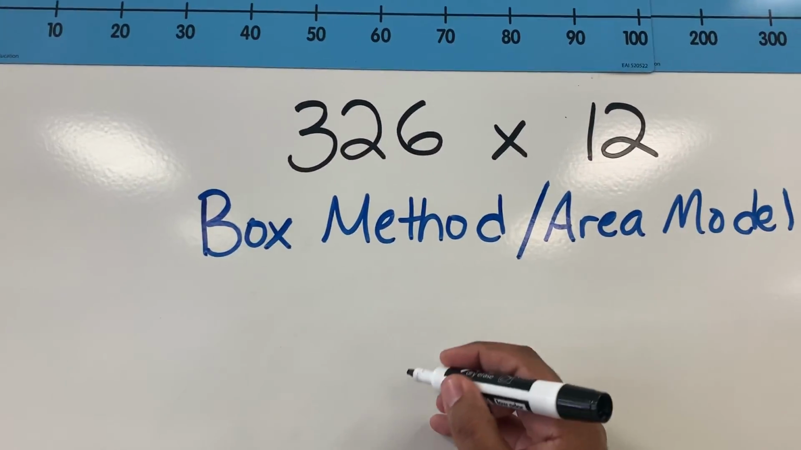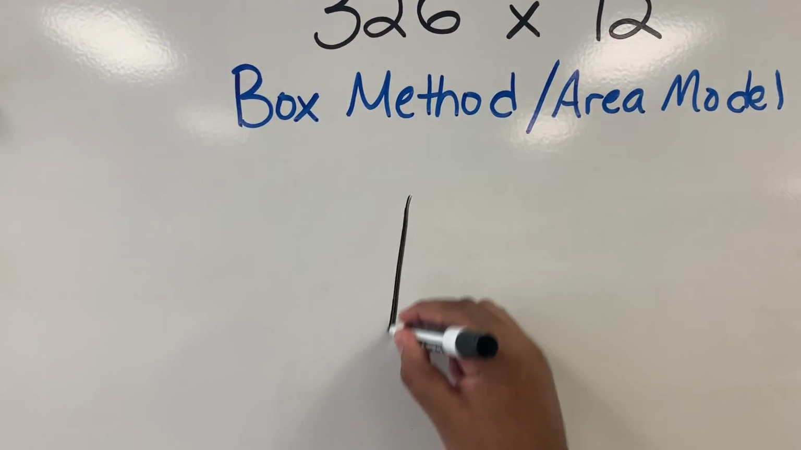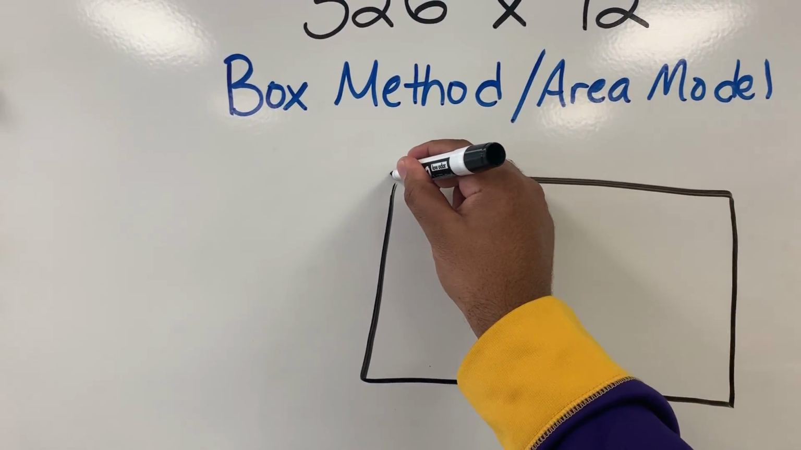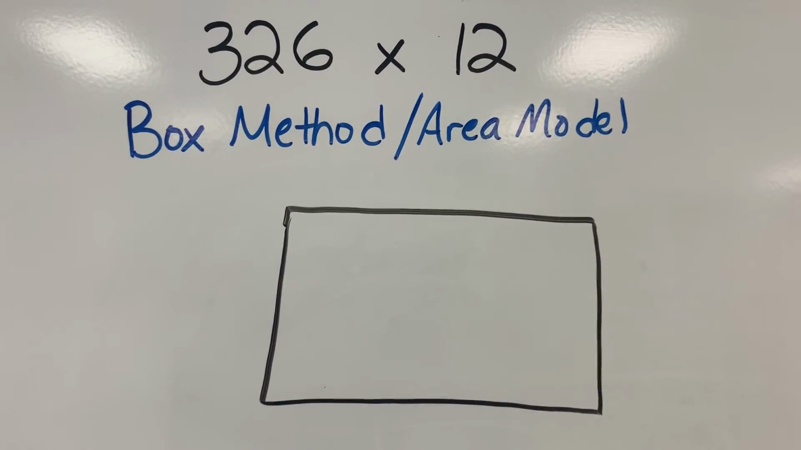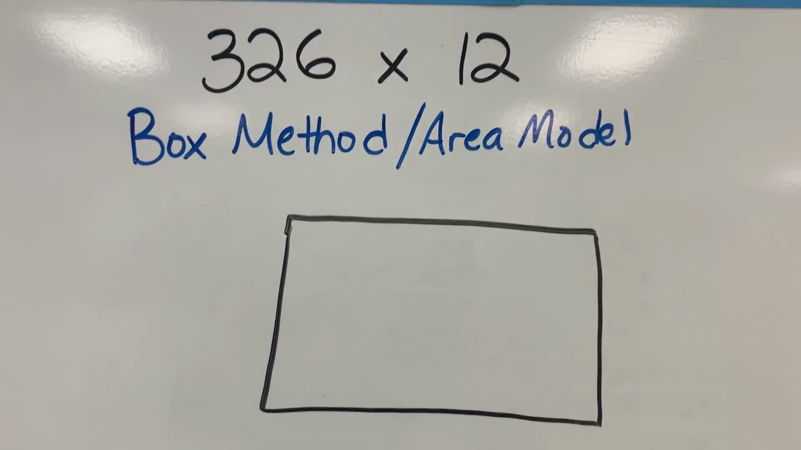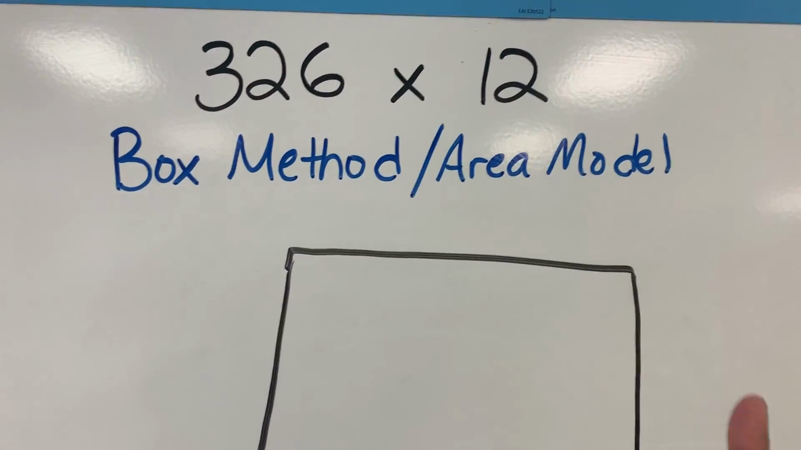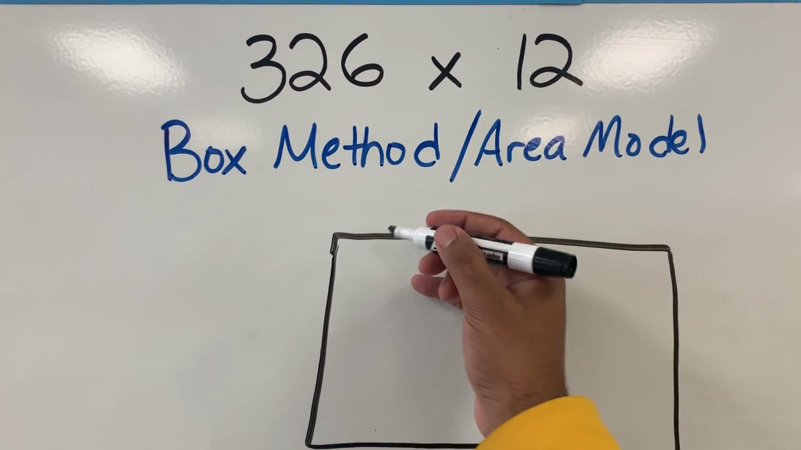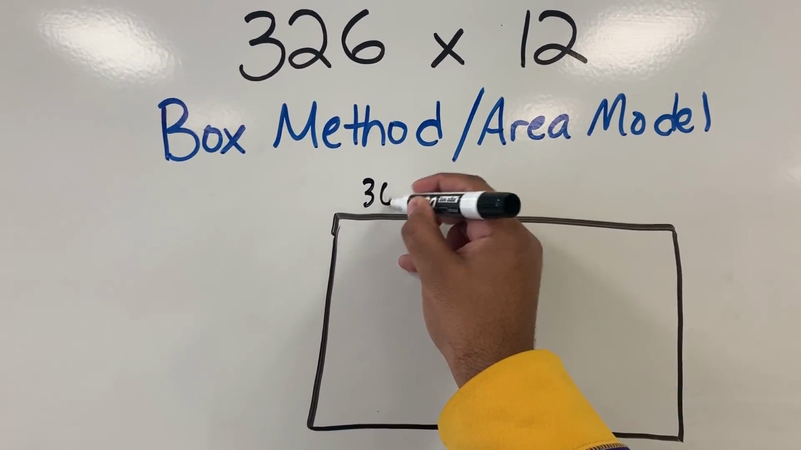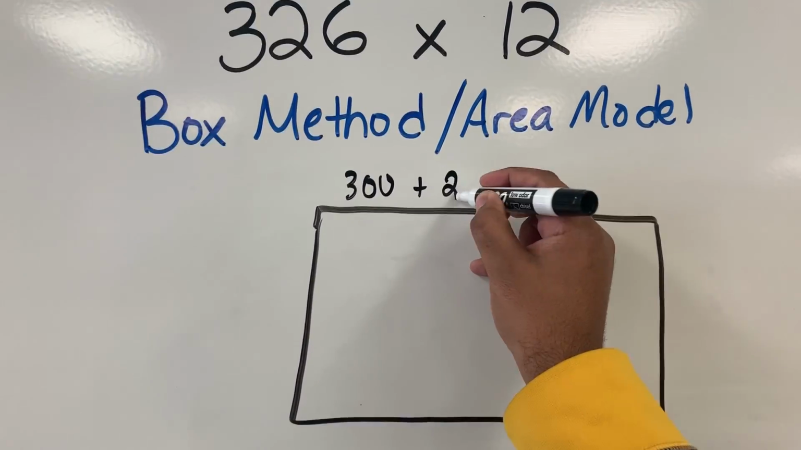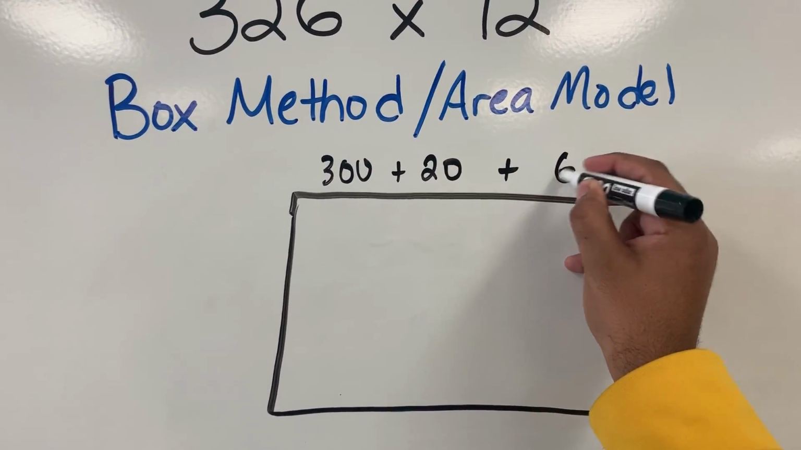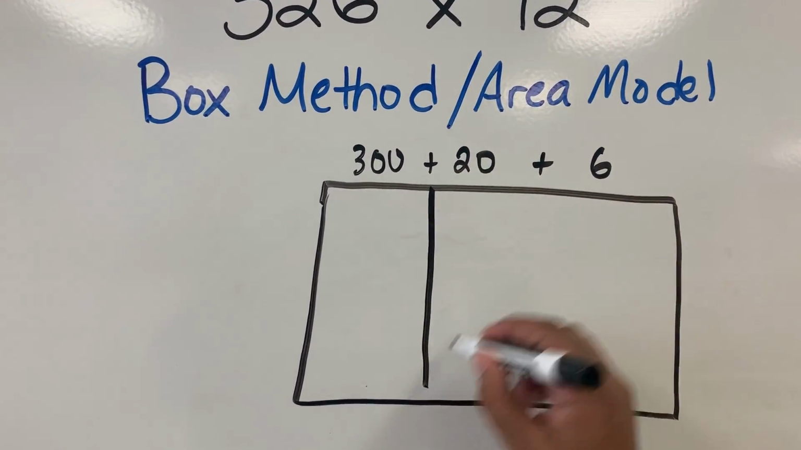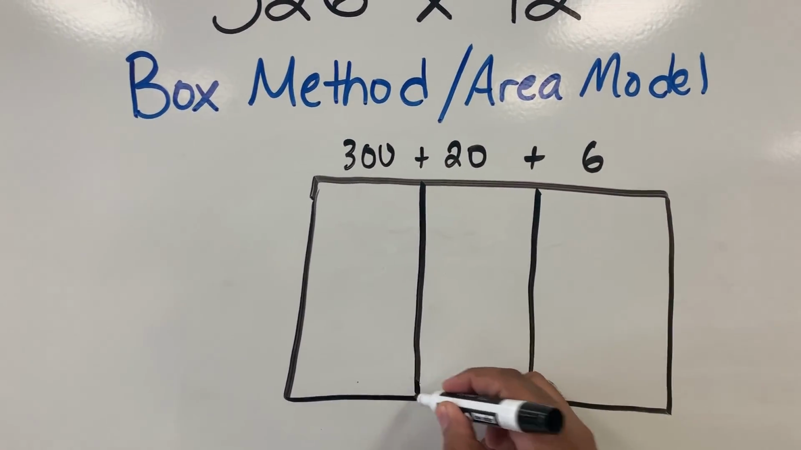First, what you'll need, of course, is a box or a rectangle. Hence the reason why it's called a box method or the area model. So what we're going to look at with area, there's a length and a width. So with this, we're going to decompose 326 by its values. So we're going to get 300 plus 20 plus 6. And because there's three values, we're going to section that off, just like that.